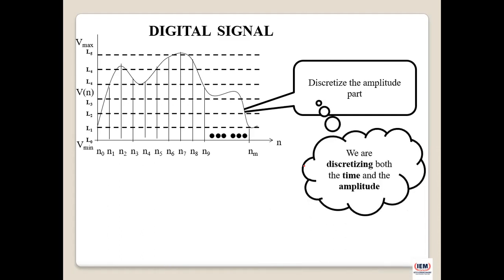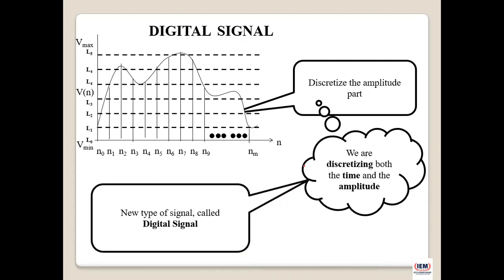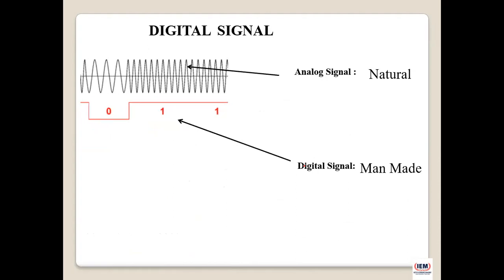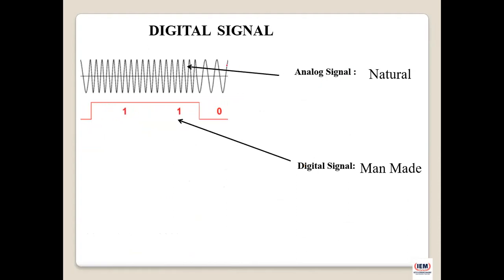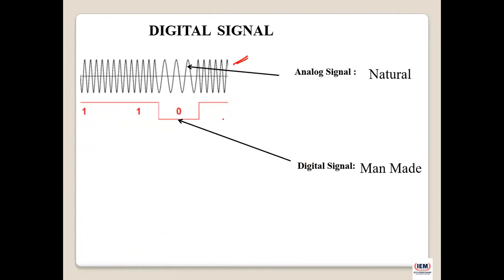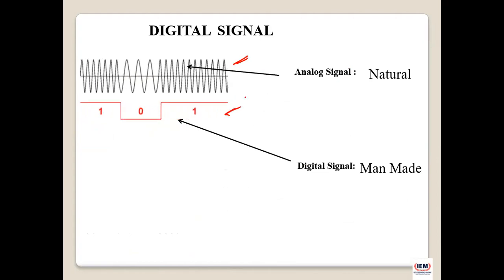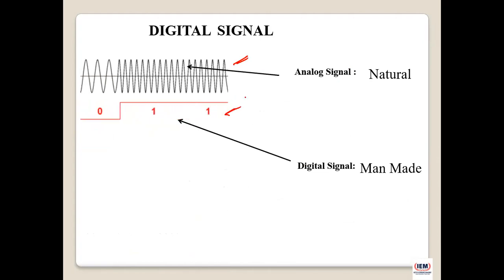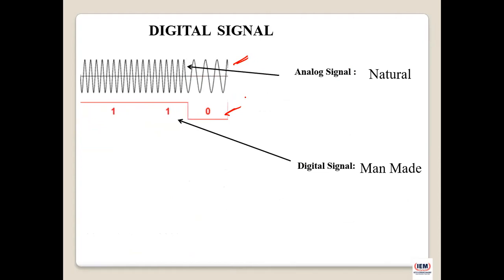So we are discretizing both time and amplitude, and the new type of signal we found, we call a digital signal. Now, most of you are familiar with the digital signal. So here I just show you some pictures. In the above picture, this is the analog signal, and this is the digital signal, where we consider bit format, like 1 or 0.